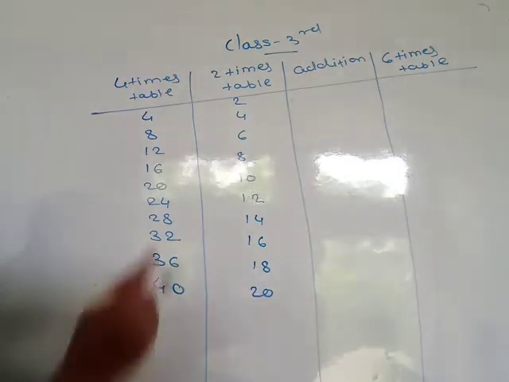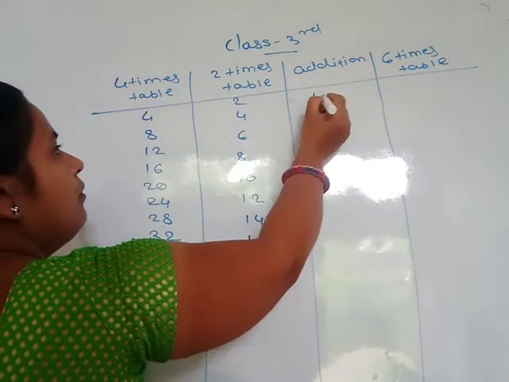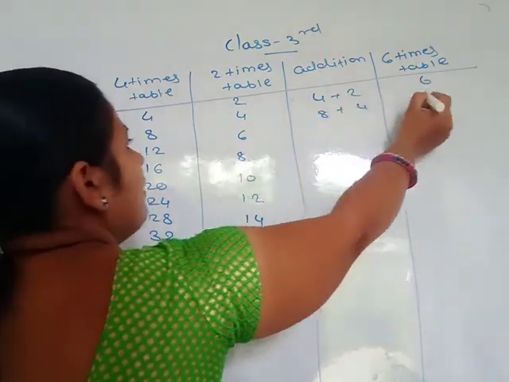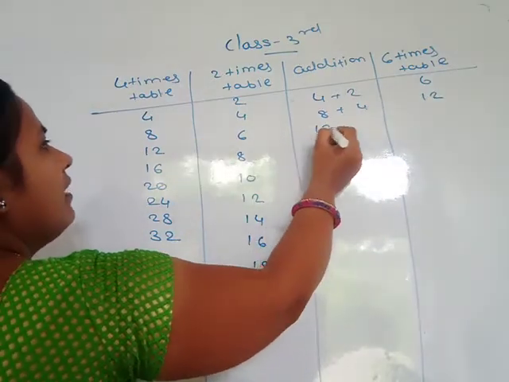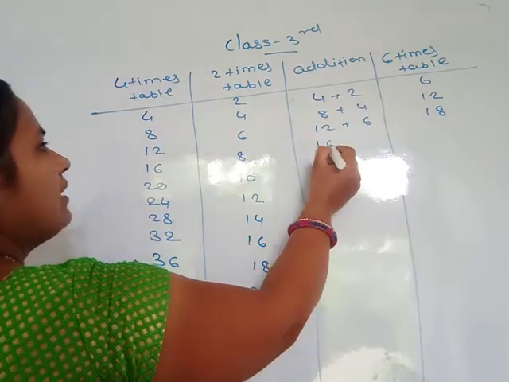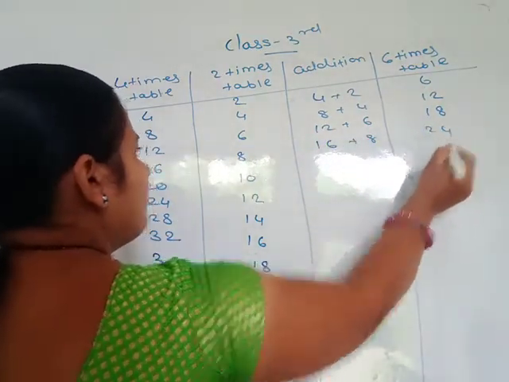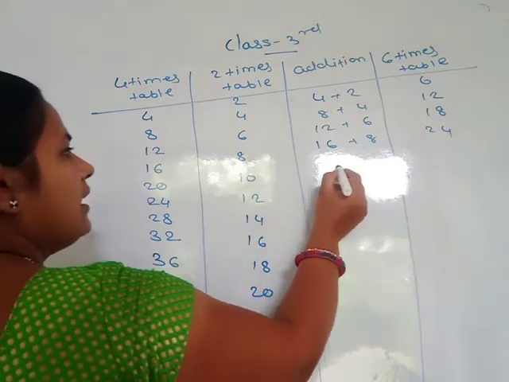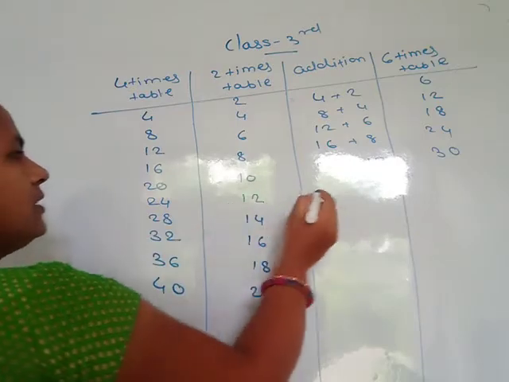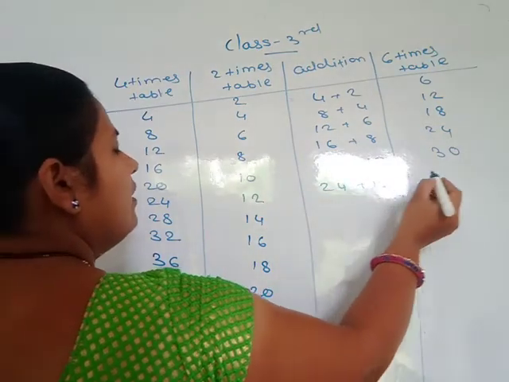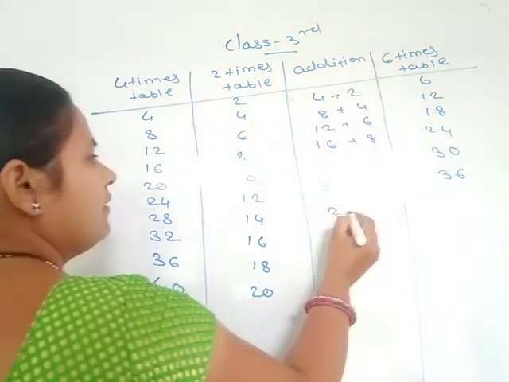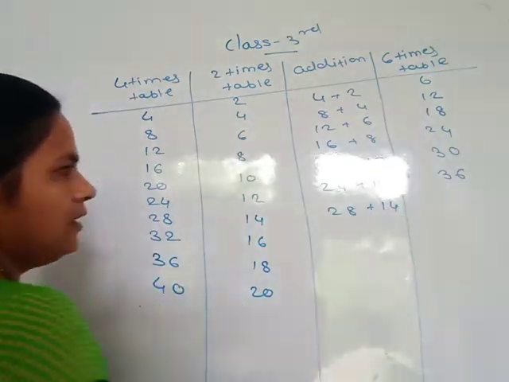Then addition. You do addition of these two numbers. 4 plus 2, 6. Then 8 plus 4, 12. Then 12 plus 6, 18. See here, 16 plus 8, 24. Then 20 plus 10, 30. 24 plus 12, 36. Then 28 plus 14, 42.